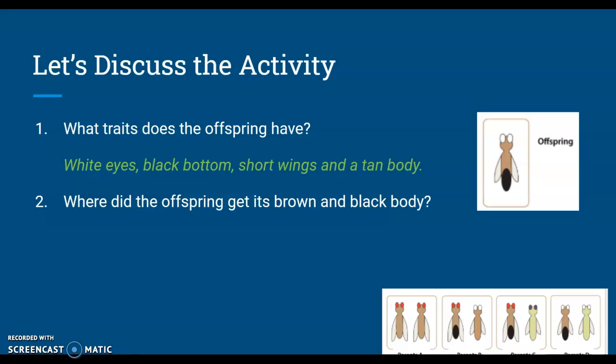What about parents B? Does one of the parents have white eyes? Does one of the parents have short wings? Tan body, black bottom? That could be a possibility out of parents B. What about C? I don't see the white eyes in there, so probably not C. And then D. I do see some common traits there as well. So it looks like it could be a combination. It could be either one of parents B or parents D.